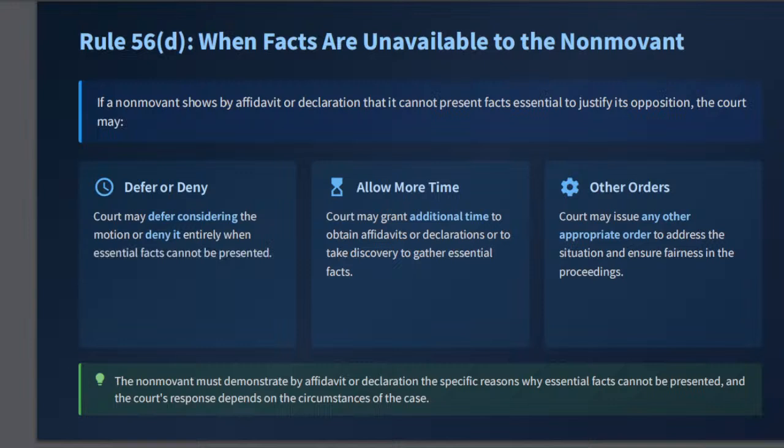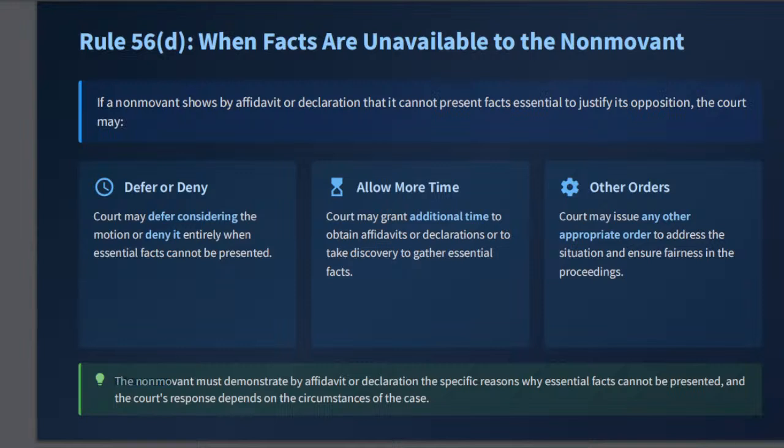So interesting here is 56D. Allow more time. The court may grant additional time to obtain affidavits or declarations or to take discovery to gather essential facts. But this is may. Again, defer, deny. The court may. And other orders. The court may issue any other appropriate order to address the situation and ensure fairness in the proceedings, but they only may.